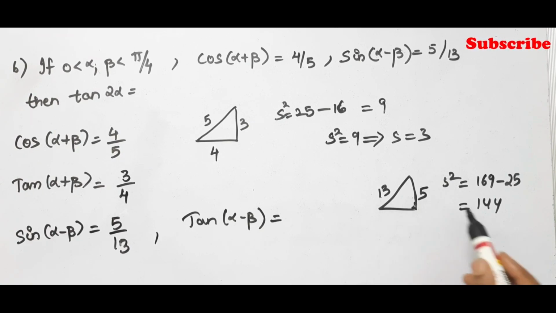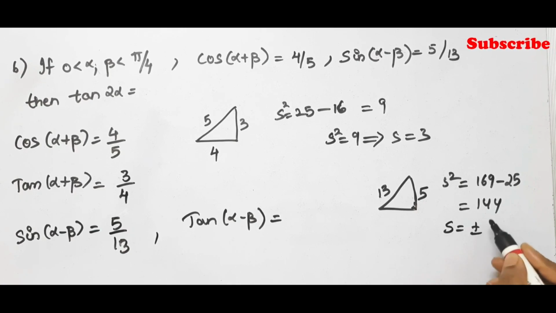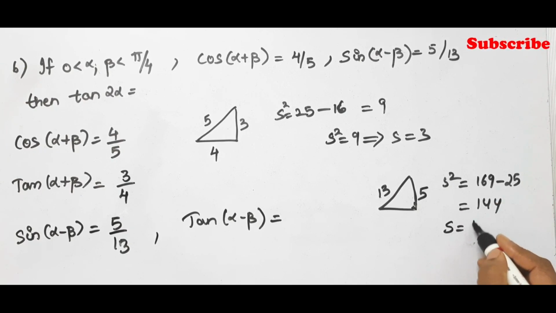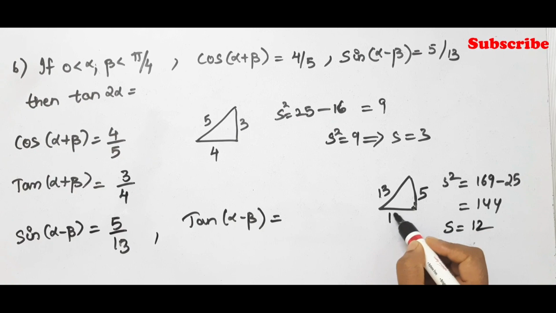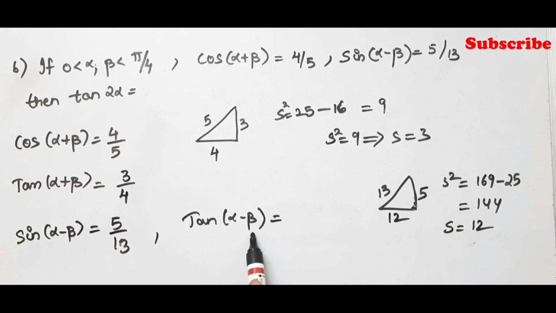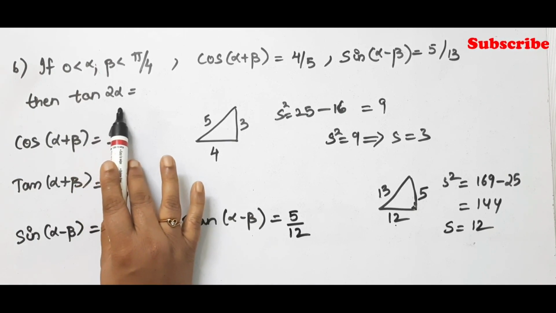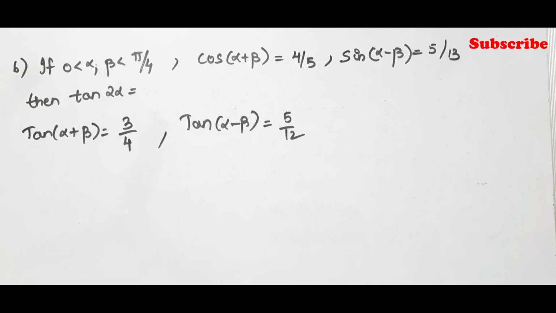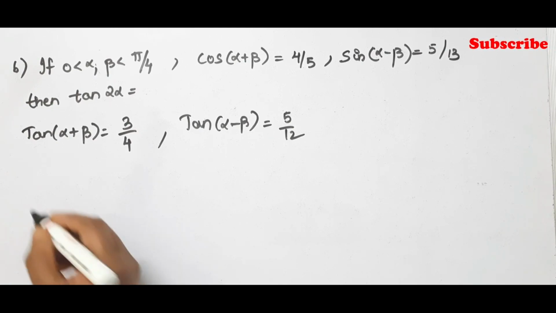So we got s square is equal to 144. So s is equal to 12. The square root of 144 is nothing but 12. So the adjacent side is 12. Tan of alpha minus beta is the opposite side by the adjacent side, so it is 5 by 12. So we got tan of alpha plus beta and tan of alpha minus beta. Now we have to calculate tan 2 alpha. We got tan of alpha plus beta equal to 3 by 4, and tan of alpha minus beta equal to 5 by 12.